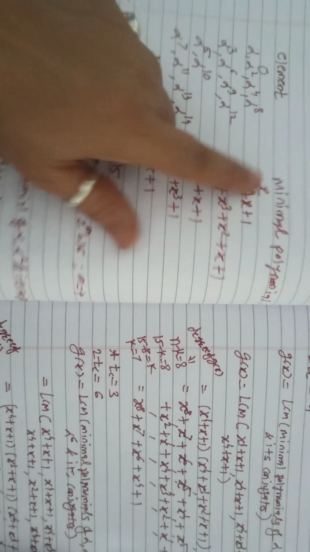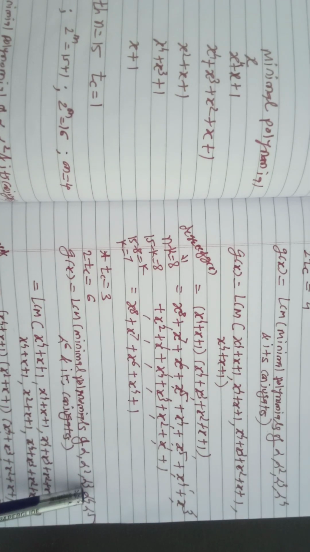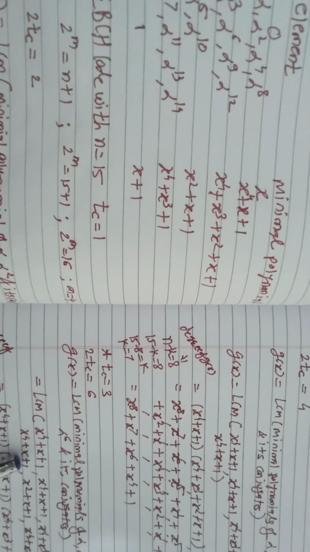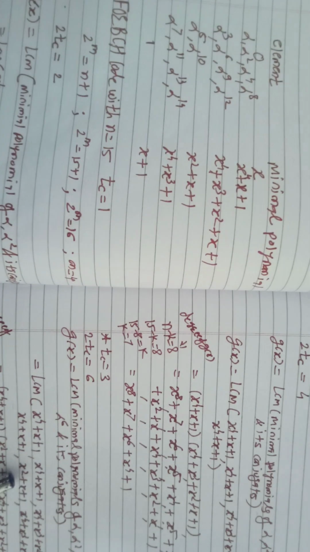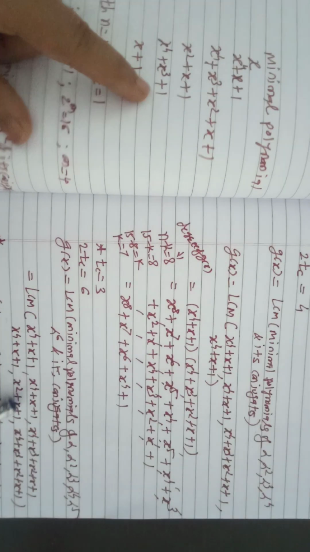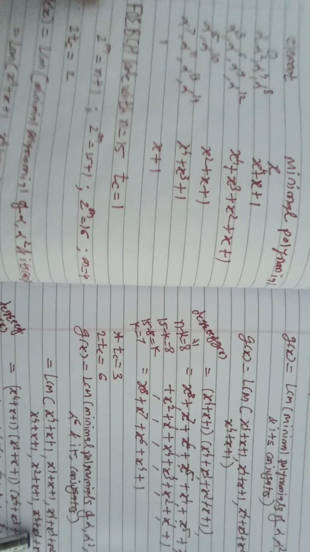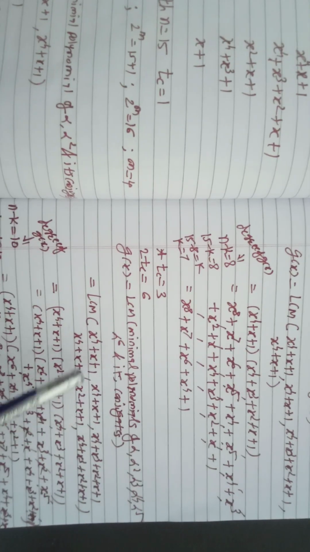Alpha cube is x4, x cube, x square, x plus 1. Alpha 4 is again x raised to 4 plus x plus 1. And alpha 5 is x square plus x plus 1. Then alpha 6 is this one again, x4 x cube x square x plus 1. So the common ones will get cancelled out.